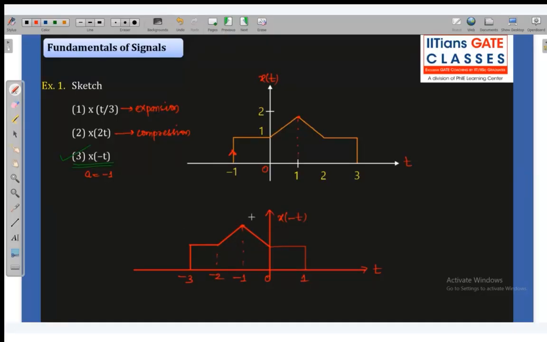There will be no change in the area because the width and height are not changing, only the axis is changing, so the area will not change. So time scaling does not affect area. Time folding, I should say, does not change the area of the signal.